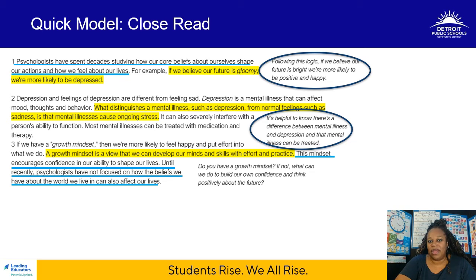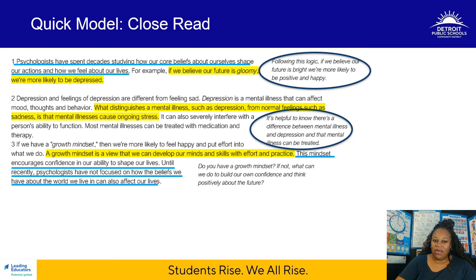Now, when we read those paragraphs, there were certain things that stood out, and I'll show you how I annotated them here. First off, paragraph 1 notes that psychologists have spent decades studying how our core beliefs about ourselves shape our actions and how we feel about our lives. So, if we believe our future is gloomy, we're more likely to be depressed. What I annotated here in our text already is that following this logic, if we believe our future is bright, we're more likely to be positive and happy.